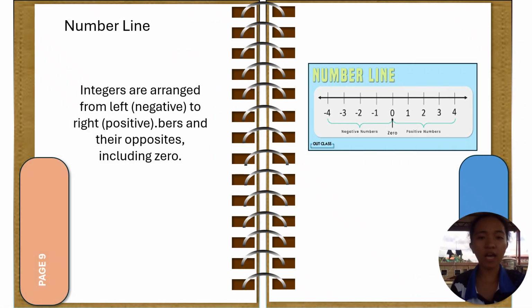Next, we have the number line. So integers can be represented on a number line. They are arranged from left to right. Numbers on the left side are negative, while numbers on the right side are positive, as you can see in the diagram below. The farther right a number is, the greater its value.